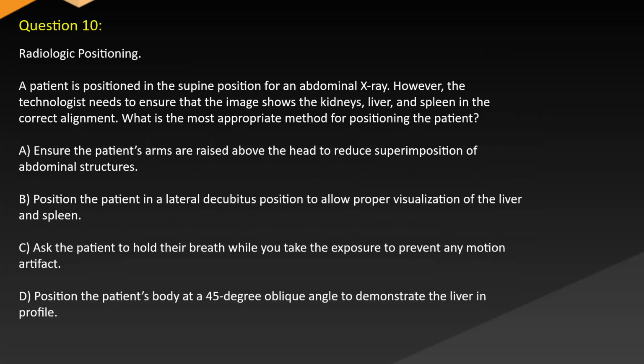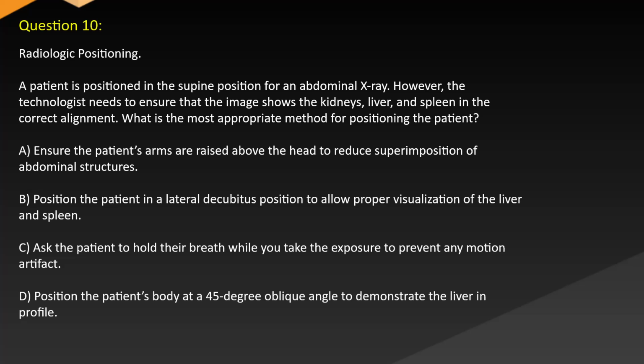Question 10. Radiologic positioning. A patient is positioned in the supine position for an abdominal X-ray. However, the technologist needs to ensure that the image shows the kidneys, liver, and spleen in the correct alignment. What is the most appropriate method for positioning the patient?